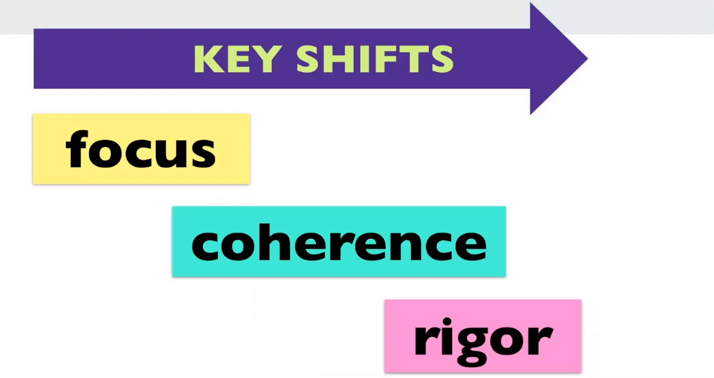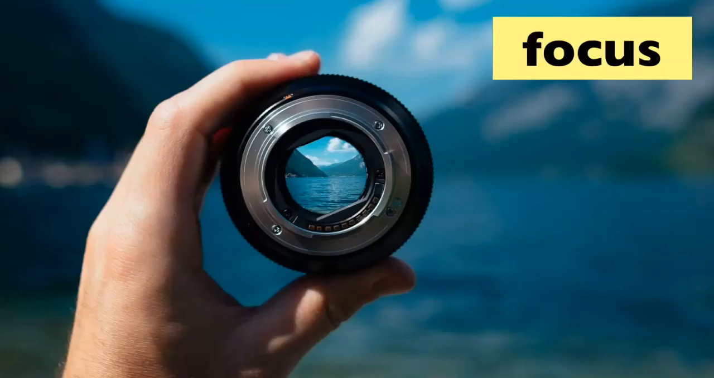We see some key shifts in standards today from standards of the past. One shift is in the focus of the standards. Common Core standards, and thus Maine standards for math, have a greater focus on fewer topics in math. This means they narrow and deepen the curriculum.